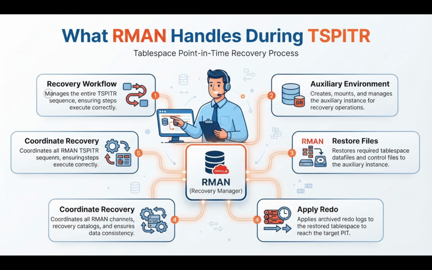One of the biggest advantages of RMAN is that it coordinates much of this recovery process for us. RMAN handles the recovery workflow and works with the auxiliary environment. It can restore the required files and apply the necessary recovery information. But remember, RMAN automation does not replace DBA knowledge. The DBA needs to determine what went wrong, what tablespace is affected, what recovery point we need, whether we have the required backup and archive redo, and what dependency could affect the recovery. The tool executes the recovery, but the DBA makes the recovery decision.